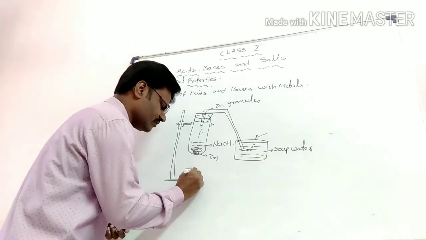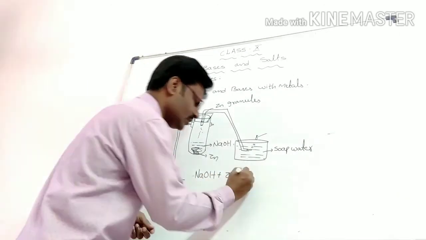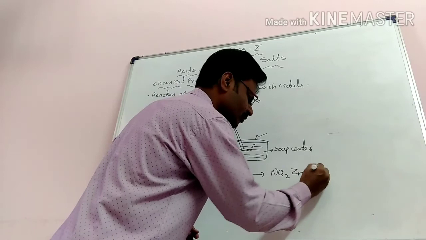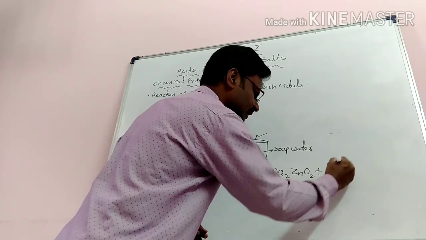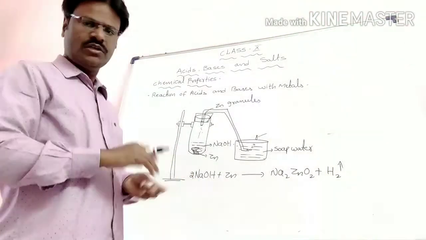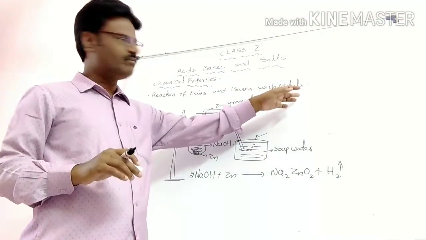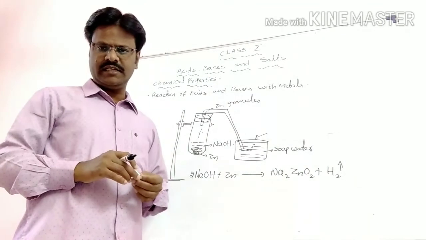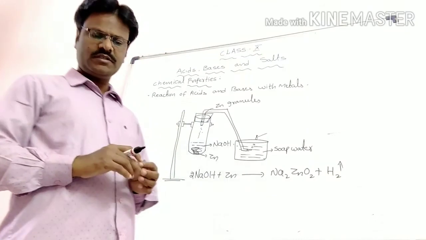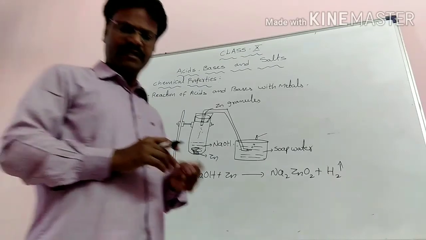Here is the chemical reaction. Sodium hydroxide reacts with zinc to produce sodium zincate, Na2ZnO2, along with hydrogen gas being released. So here also, when acids and bases react with metals, they release hydrogen gas. How to test hydrogen gas? The burning splinter is put off with a pop sound. So this is the reaction of acids and bases with metals.